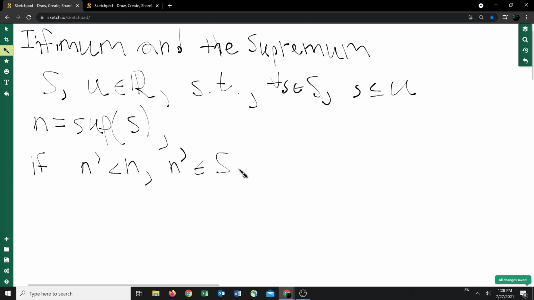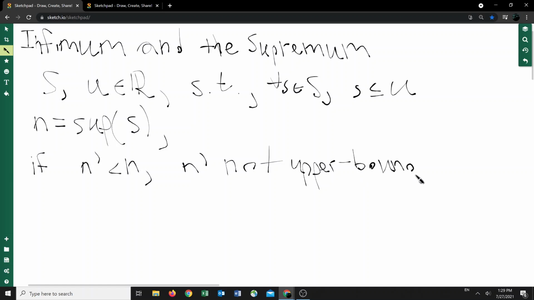In other words, to be more specific, I'm too used to Dedekind cuts, which you'll see later, but n prime is not an upper bound. So for any n prime less than n, n prime is not an upper bound for S, of course. So it's the least upper bound. That's the intuition for that.